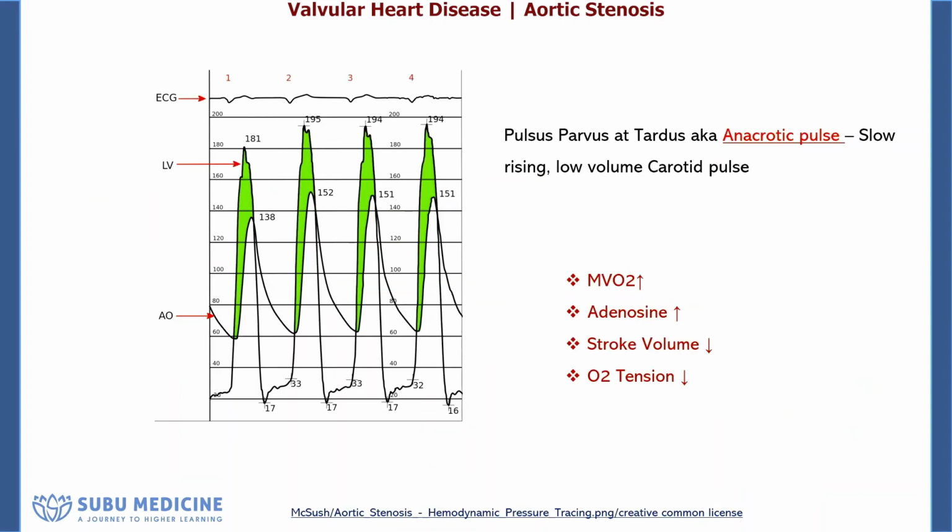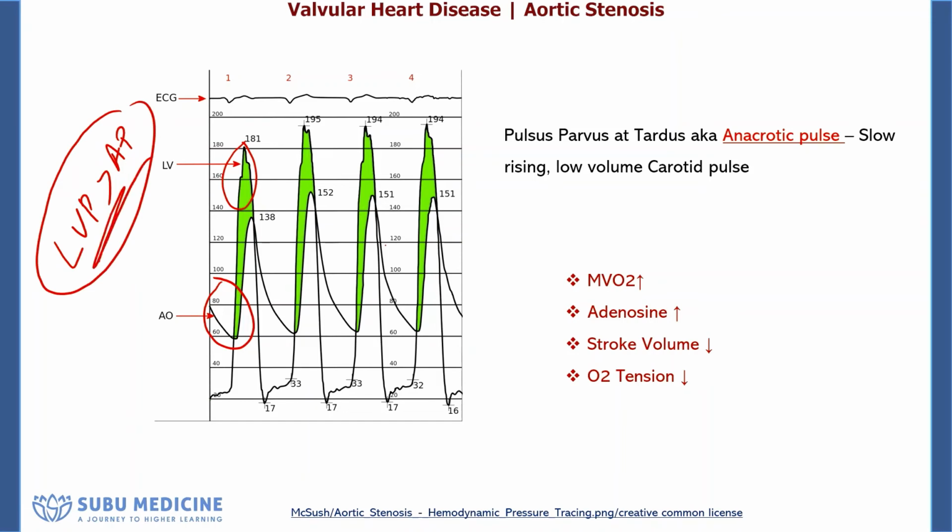Now we're going to talk about this. If you see, the left ventricular pressure is a lot greater than the aortic pressure here, right? So when you talk about aortic stenosis, as I already told you, the left ventricular pressure is going to be higher than the aortic pressure. You've got to remember this, it's very important. Plus, you also see something called anacrotic pulse. Sometimes they give you this name in questions, so make sure you know this.